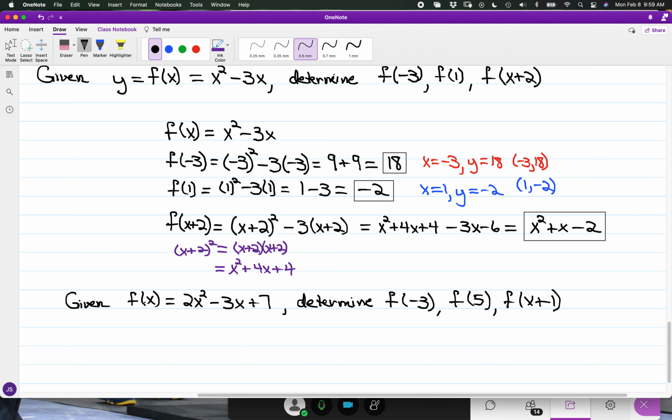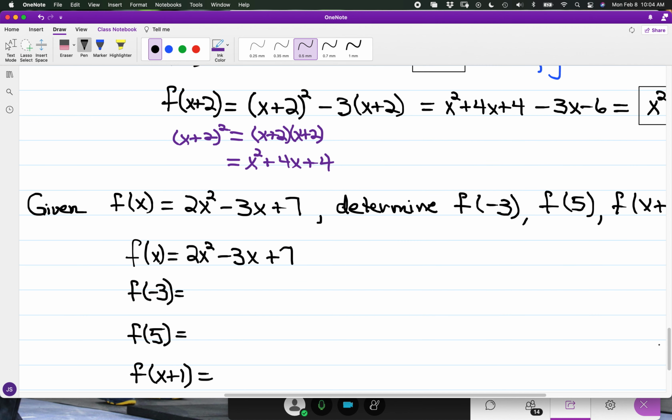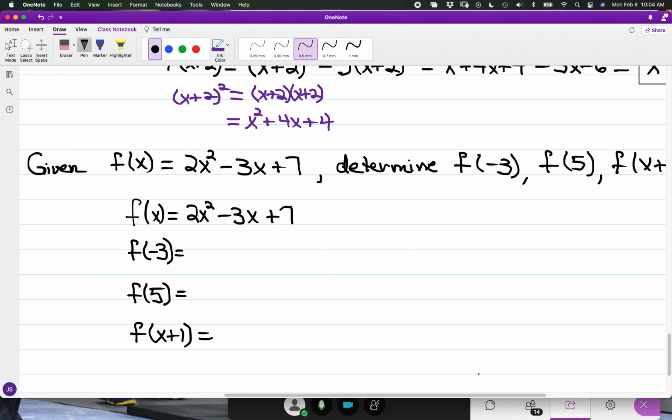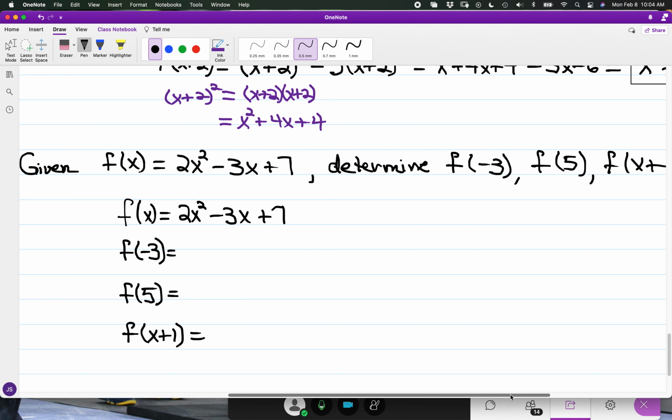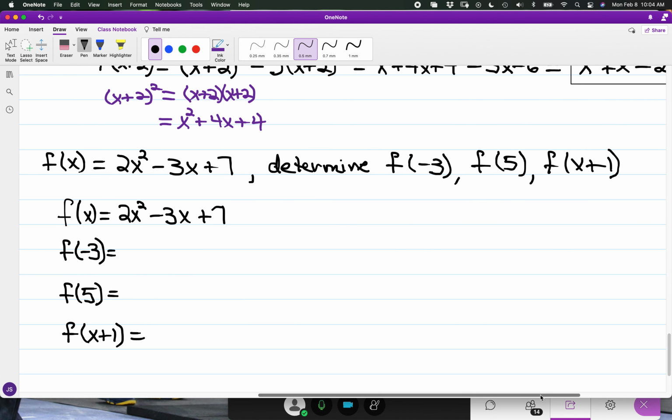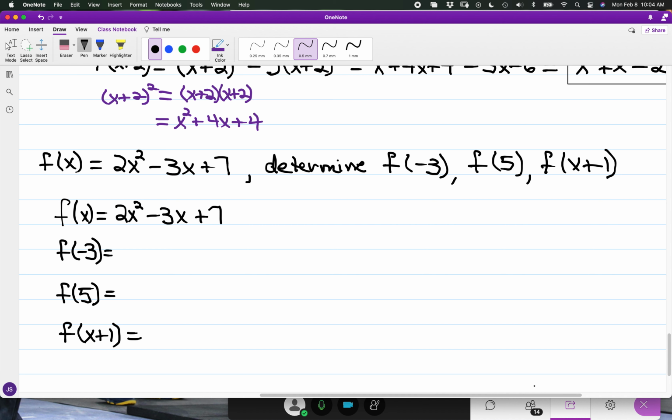Okay, so for this function, let's see what specific outputs we have whenever the inputs are negative 3 and 5. And also, let's see what expression we get whenever the input is adjusted from x to x plus 1. So looking at the functional values and expressions, this time we have f of x set equal to 2x squared minus 3x plus 7.